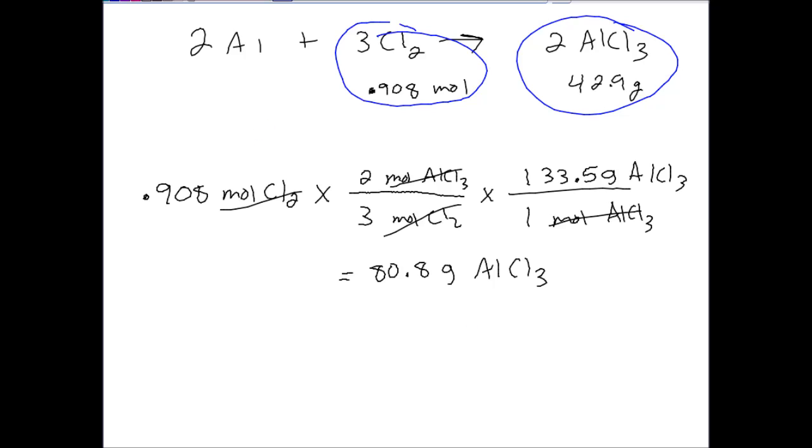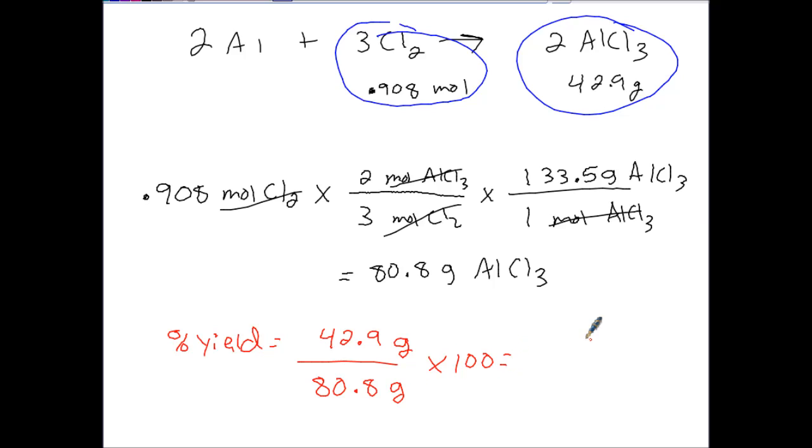Now we need to take our actual yield, in this case 42.9 grams, over our theoretical yield, 80.8 grams, times 100. And that comes out to 53.1%. That's not a very good number. That means someone did poorly at this lab. Yep, that's not good.